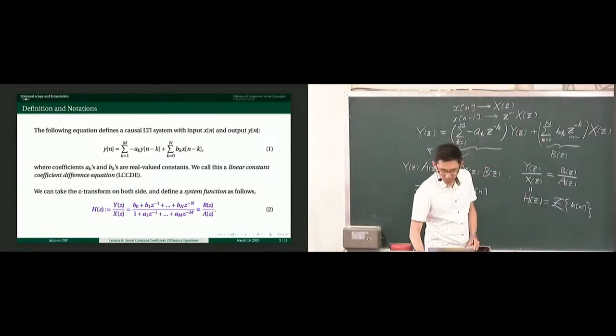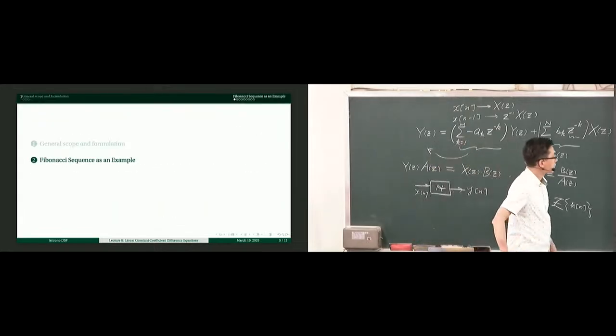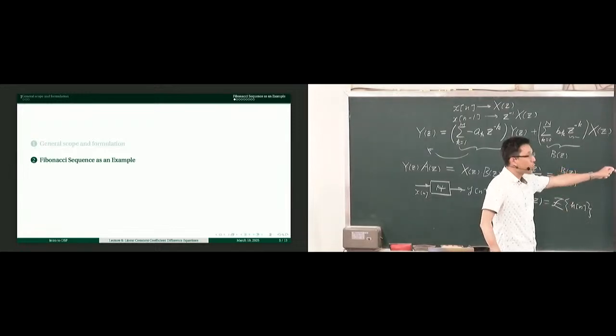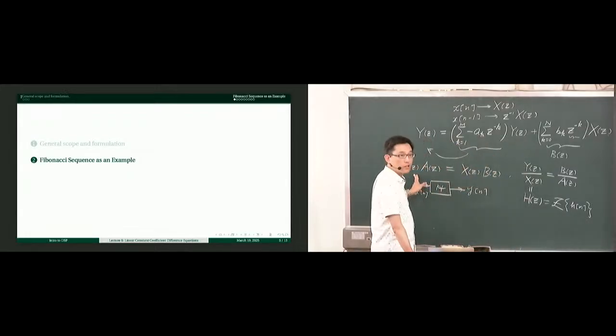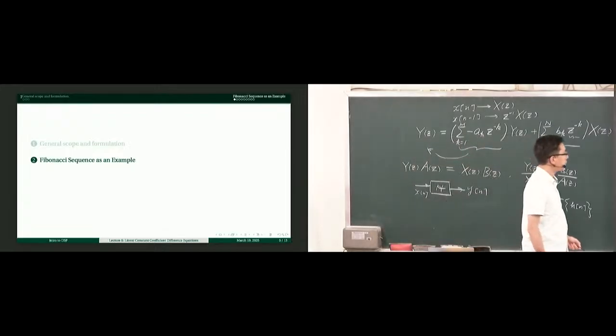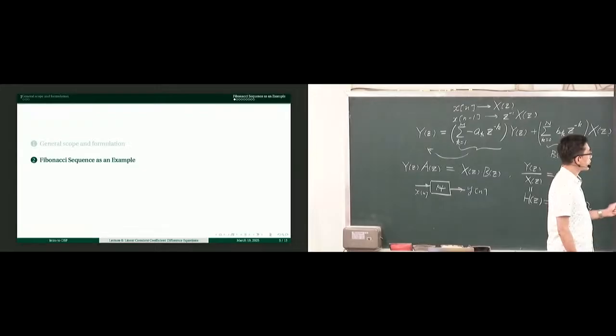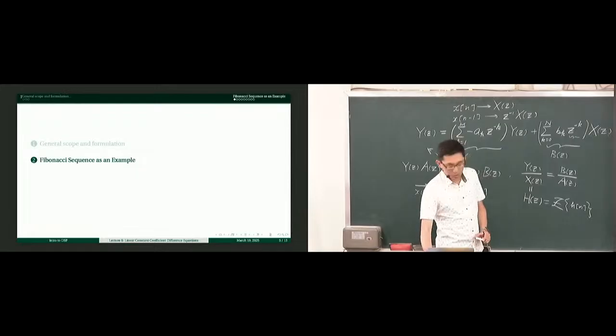Anyway, so those are the general scope and formulation. We apply the z transform to a difference equation, and now we have ya equals xb. Any difference equation can be transformed to this equation in the z domain. Right? Okay, so in the next few slides, we will use the Fibonacci sequence as an example. It turns out that the Fibonacci sequence is the solution, the impulse response, of a difference equation.